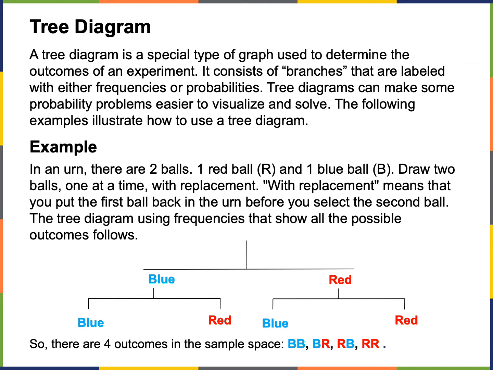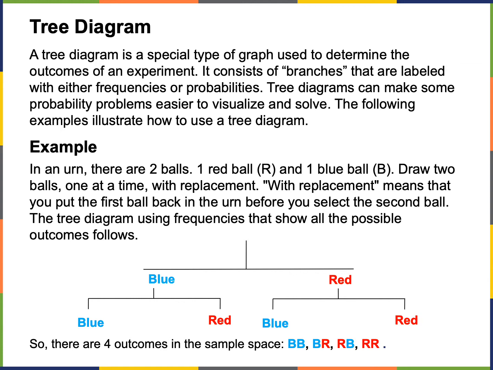So let's say, for example, there are two balls in one container, an urn. Let's say you have a red ball in the container or a blue ball. So if you draw two balls one at a time with replacement, meaning that you put it back in, these are the possible outcomes. If you draw once, you can either get a blue ball or a red ball. That's the first draw.